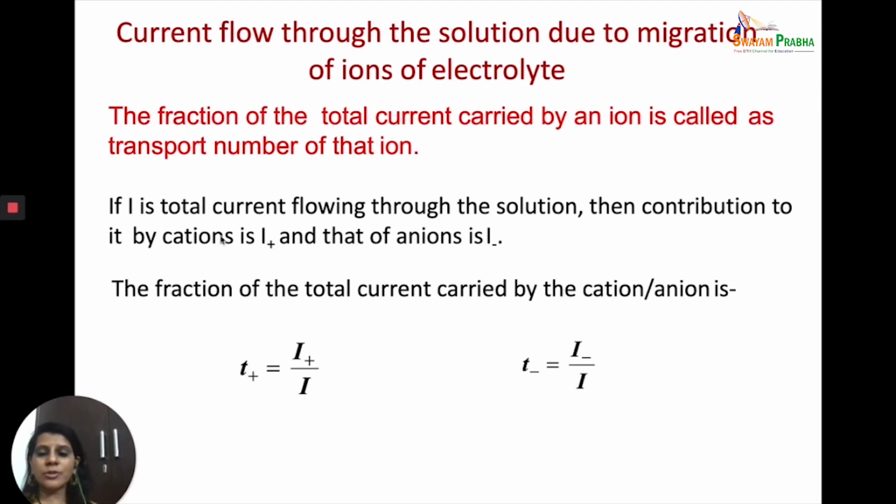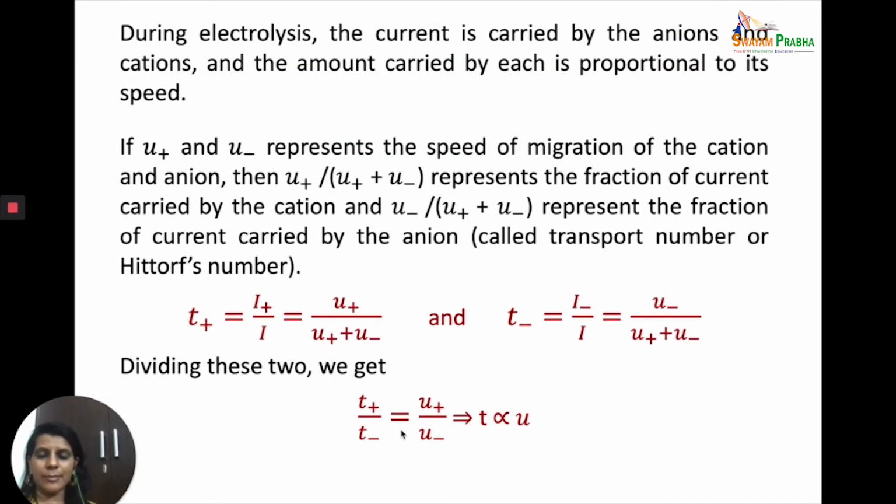Then the contribution by the cations is I plus and that of anions is I minus. Now T plus, the transport number of the cation, is going to be equal to I plus upon I, and the transport number of the anion is going to be I minus upon I. So the fraction of the total current carried by the ion is called its transport number.